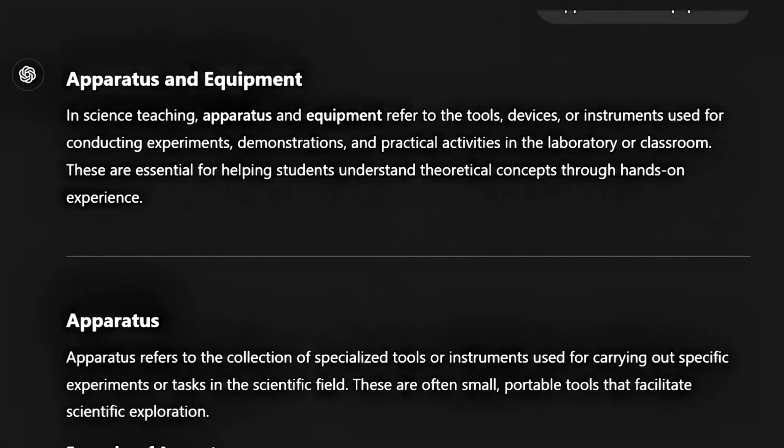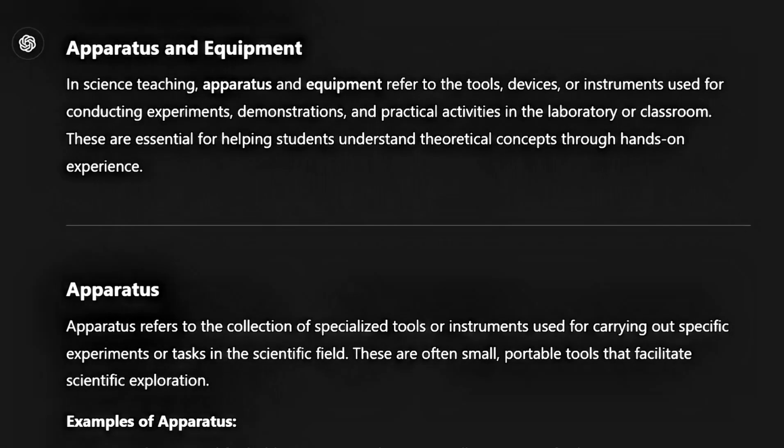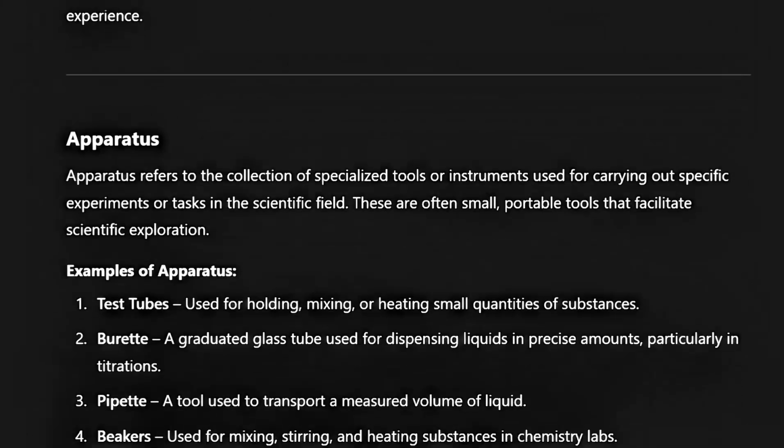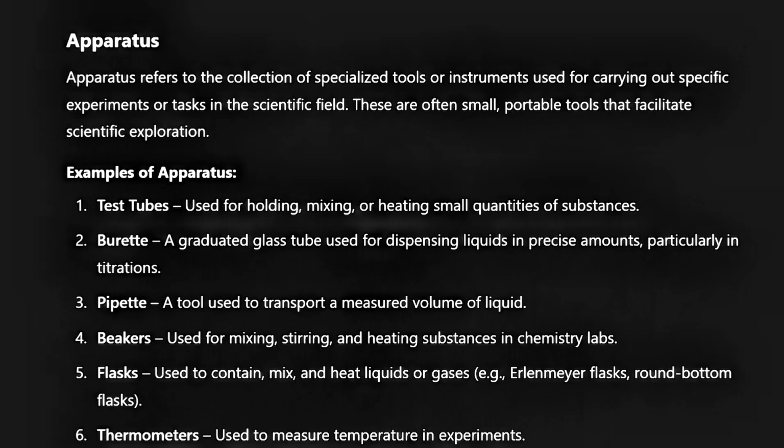In science teaching, apparatus and equipment refer to the tools, devices, or instruments used for conducting experiments, demonstrations, and practical activities in the laboratory or classroom. These are essential for helping students understand theoretical concepts through hands-on experience. Apparatus. Apparatus refers to the collection of specialized tools or instruments used for carrying out specific experiments or tasks in the scientific field. These are often small, portable tools that facilitate scientific exploration.